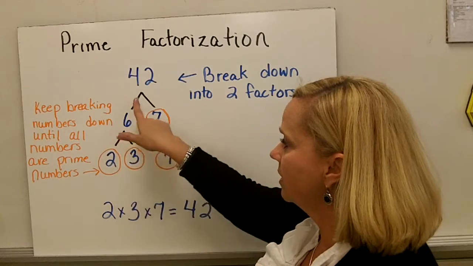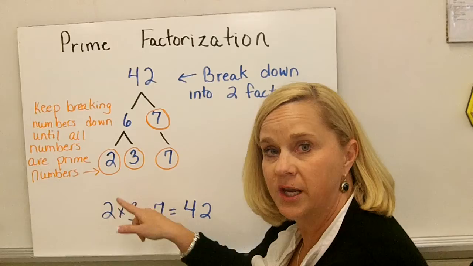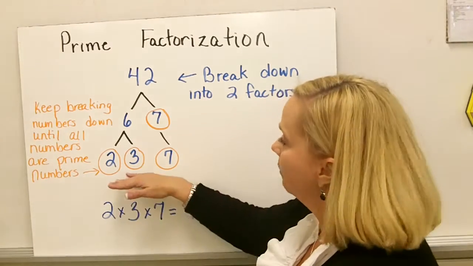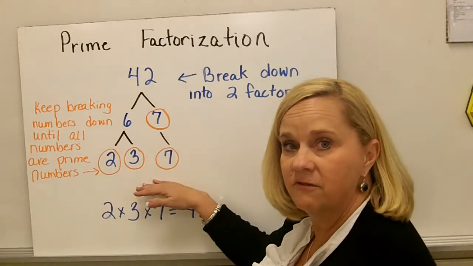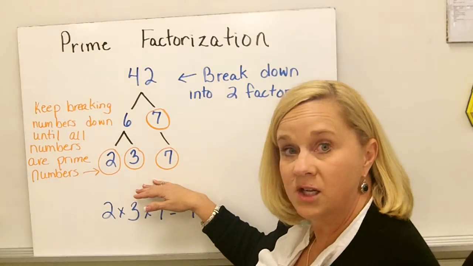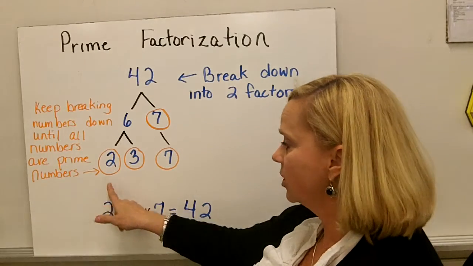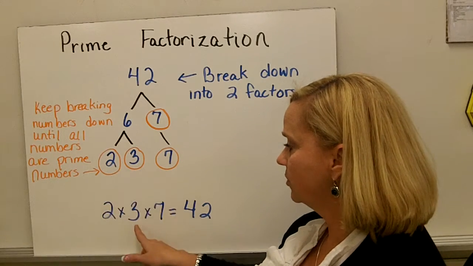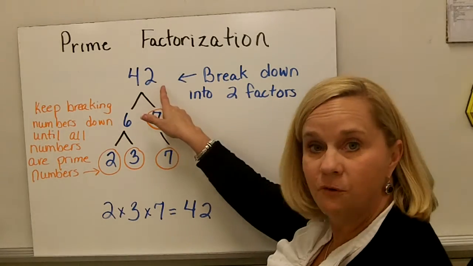So you keep breaking numbers down until all of your numbers here on the bottom of your factor tree are prime numbers. Now once I've broken this down, I can use these numbers on my bottom level of my tree to write an expression to equal 42. And my expression is going to be 2 times 3 times 7, which equals 42.